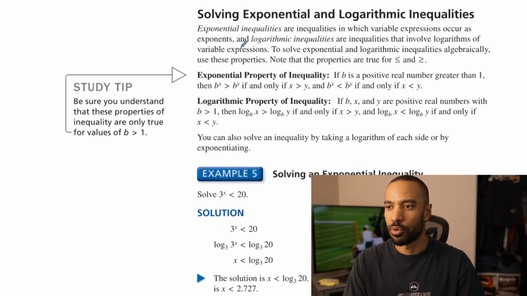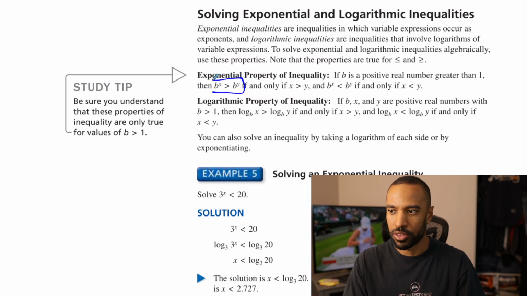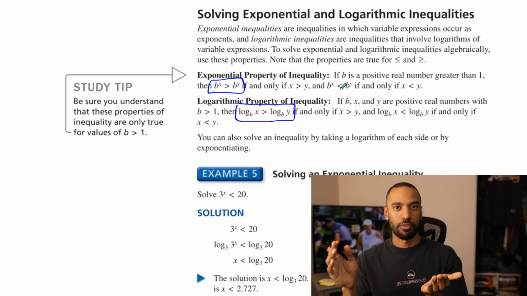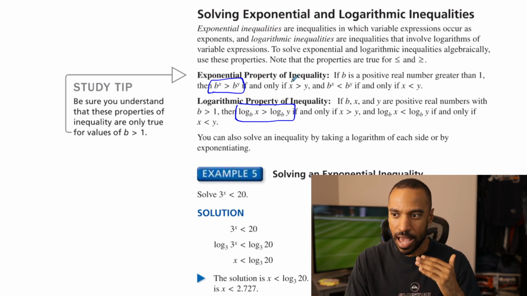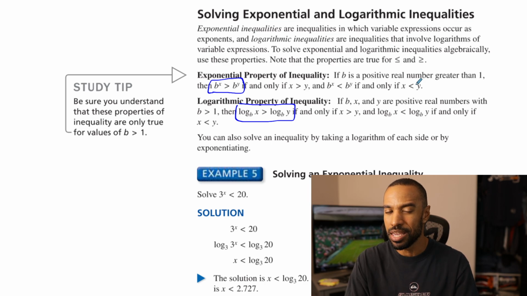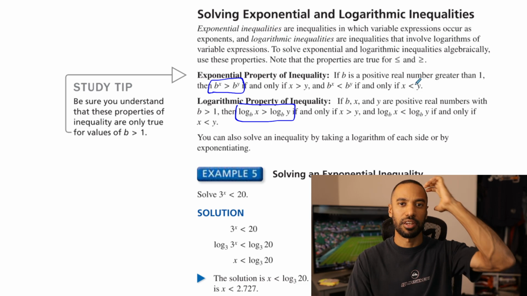Solving exponential and logarithmic inequalities. Exponential inequalities are inequalities in which the variable occurs as the exponent, so b to the x is greater than b to the y, something like that. Logarithmic inequalities are inequalities where logarithms appear in your inequality, so like that. So this is pretty straightforward. If this is greater than that, then x is greater than y. If this is less than that, x is less than y. That's as long as b is a positive number greater than 1. If it's 2, if it's 7, if it's 20.